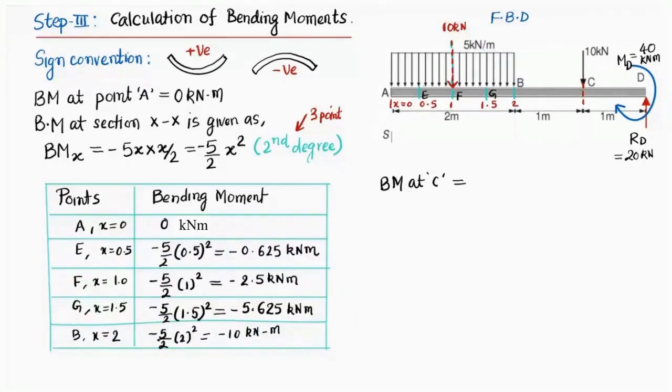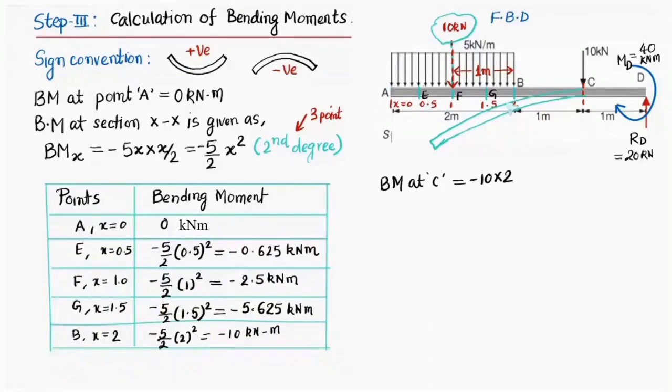Now we'll consider only the point load. This 10 kilonewton would cause bending moment at point C, and that is going to be 10 into the distance. The distance from here to the center is 1 meter, so 1 meter plus 1 meter, 2 meters. The beam is going to bend something like this, so this is going to be a negative bending moment. So this 10 kilonewton point load, equivalent of the uniformly distributed load, would cause a negative bending moment at point C, and the value is minus 10 into 2 meters.